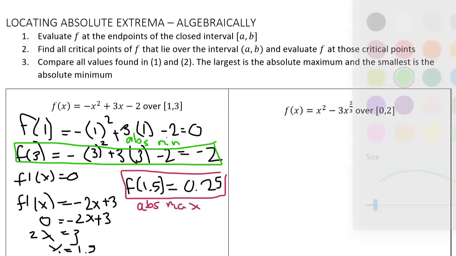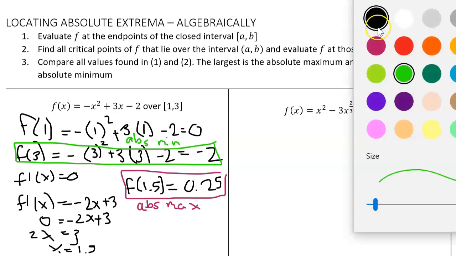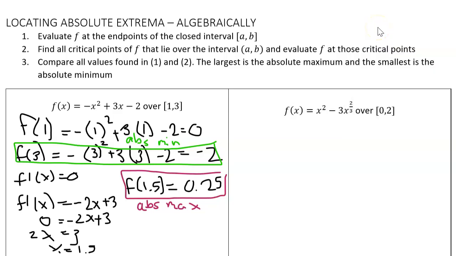Taking a look at the second example, now's a good time to pause the video, try the example on your own, and then play the video back to make sure that you did it in a similar fashion or at least receive the same answer. So the first thing we want to do is take f of 0, which is 0 in this case since both terms have an x, and f of 2, which is 2 squared minus 3 times 2 to the 2/3.